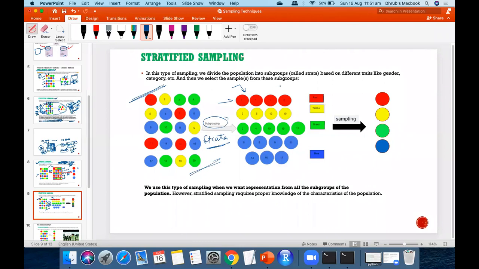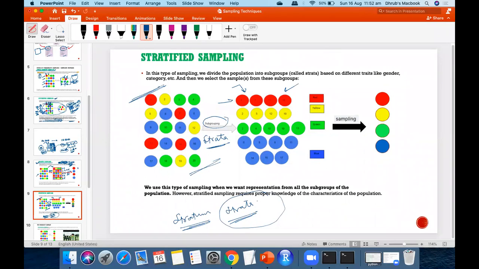In cluster sampling, what we used to do, we used to divide the population into clusters. Here we are dividing it into strata, or stratum, it is also called stratum. Strata is plural and stratum is, I think, singular. So whenever we are going to talk about more than one stratum, then we will call strata, obviously. That is the reason I'm telling that whenever we are doing subgrouping, we are dividing the population into strata.